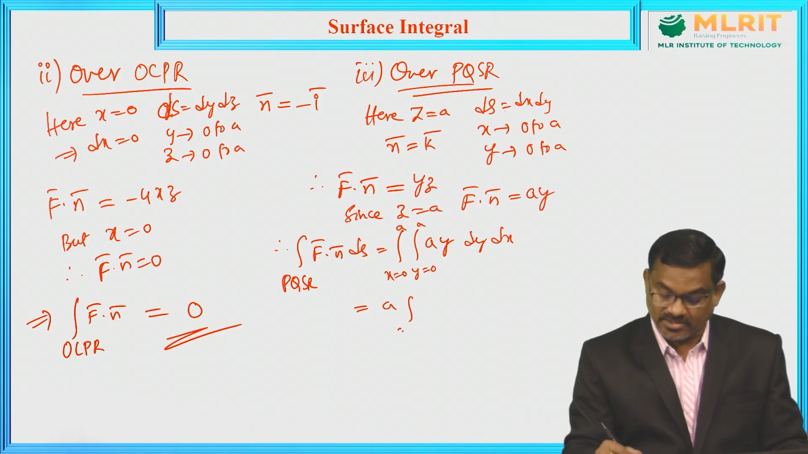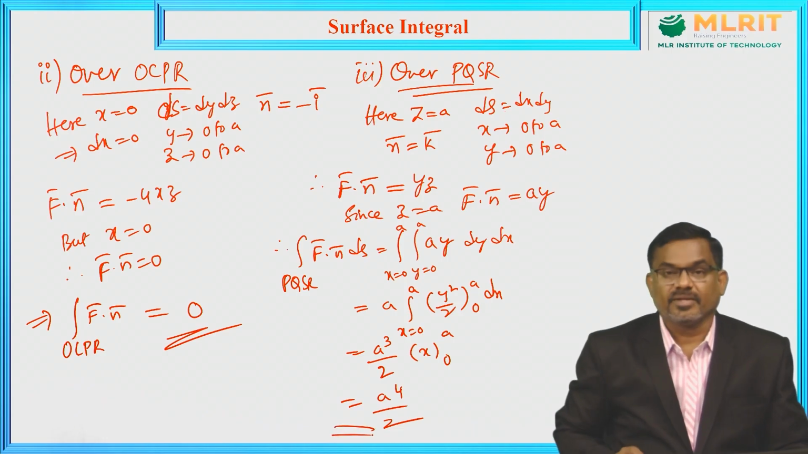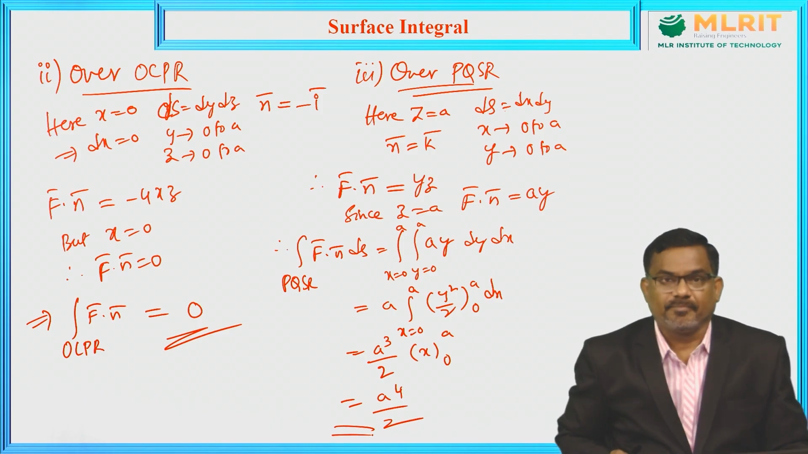A constant, x from 0 to a, y square by 2 from 0 to a. So, that a square comes out, a cube by 2. Integral dx is again x, 0 to a. So, finally, a power 4 by 2.